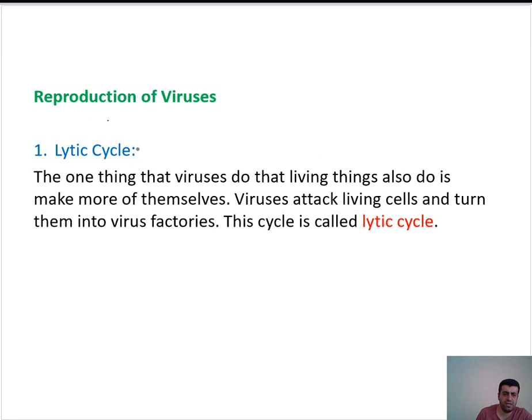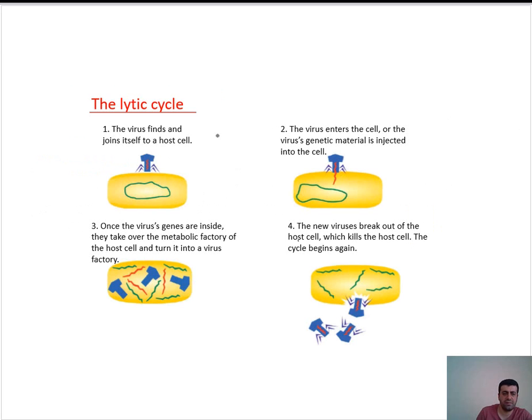Reproduction of viruses, the lytic cycle. One thing is that viruses are not living things, yet they make more of themselves. Viruses attack living cells and turn them into virus factories. This cycle is called the lytic cycle. The steps of the lytic cycle. The first step, the virus finds and joins itself to a host cell. The second step, the virus enters the cell, or the virus's genetic material is injected into the cell.